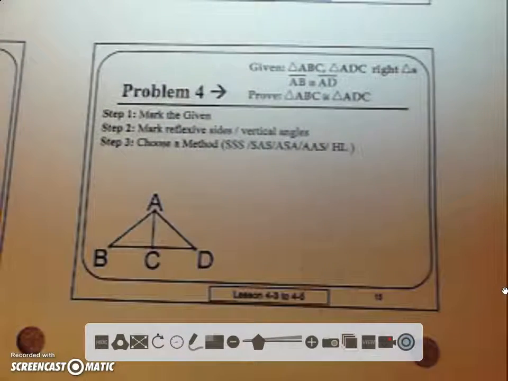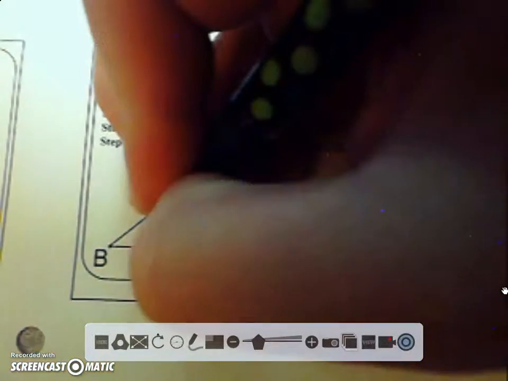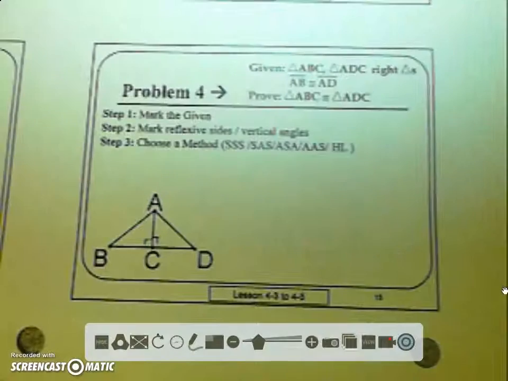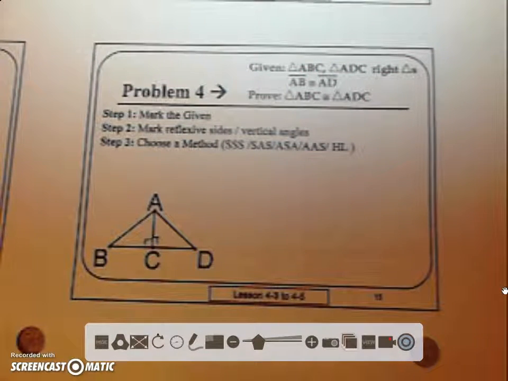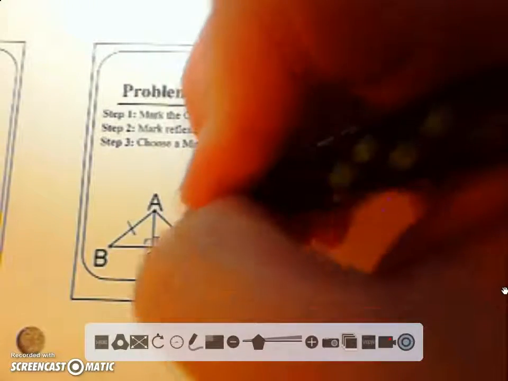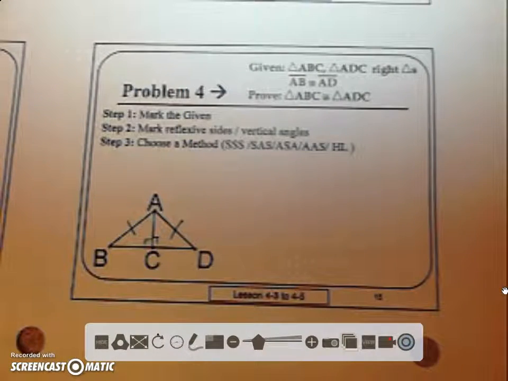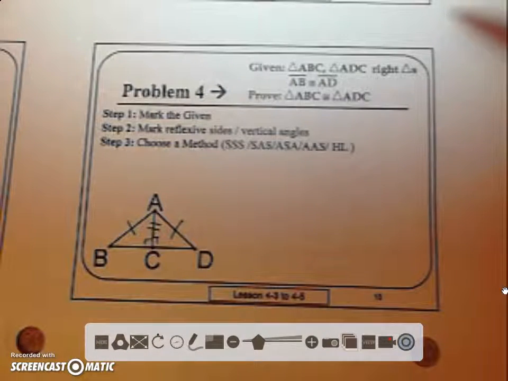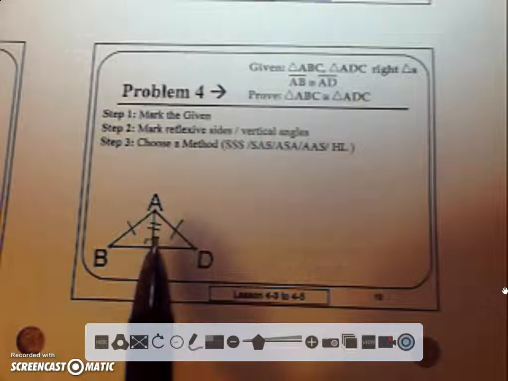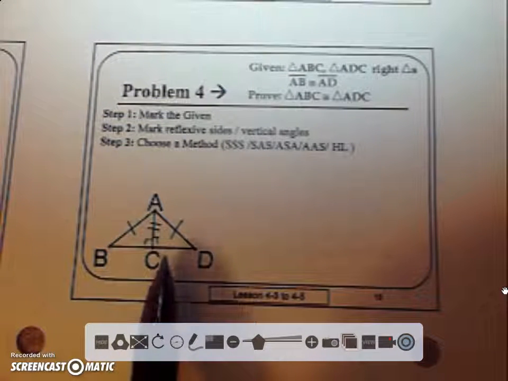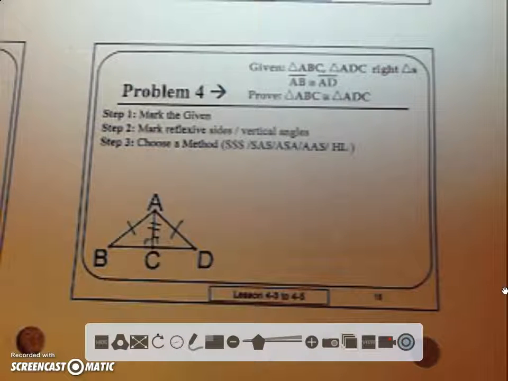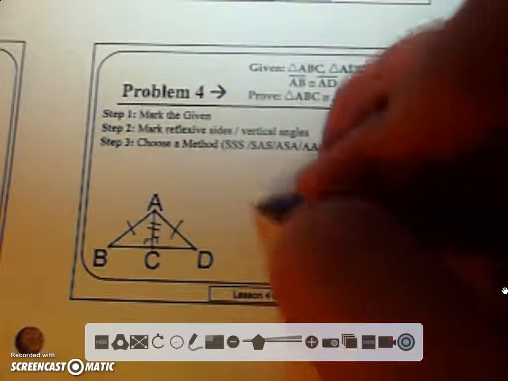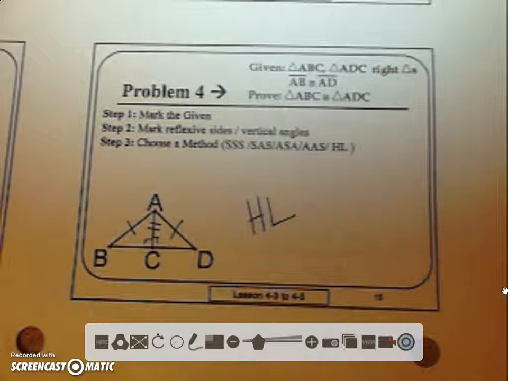Problem number 4, we're going to mark the given. It says that ABC and ADC are right triangles. That means here and here, those are right angles. Then we know that AB is congruent to AD. They also share side AC, so this is a reflexive side that we can mark as congruent. And then we have a right triangle whose leg and hypotenuse are congruent to this right triangle whose leg and hypotenuse is the same length. So that means that by the HL theorem, these 2 triangles are congruent.